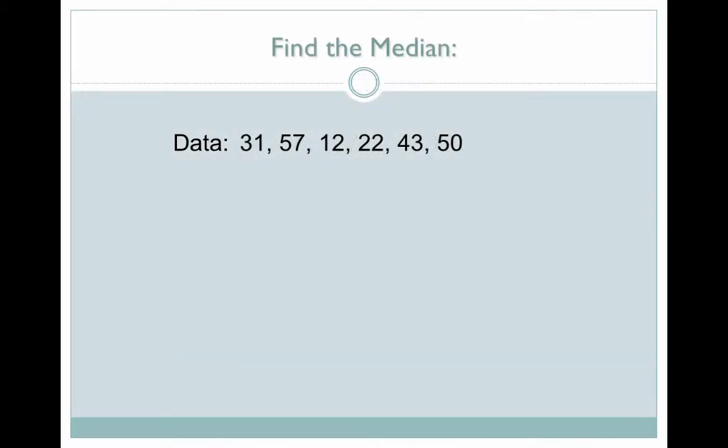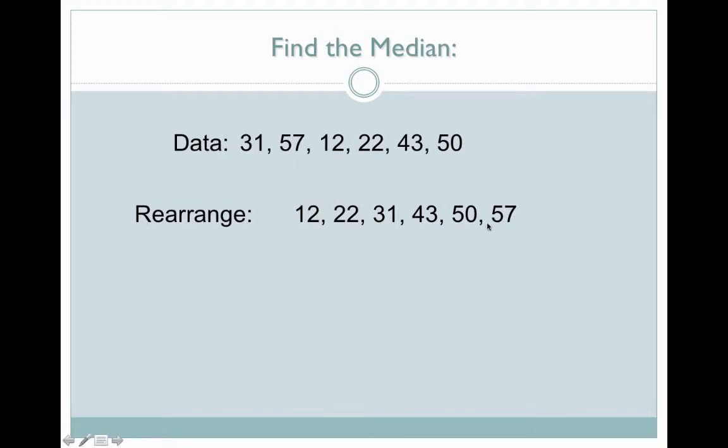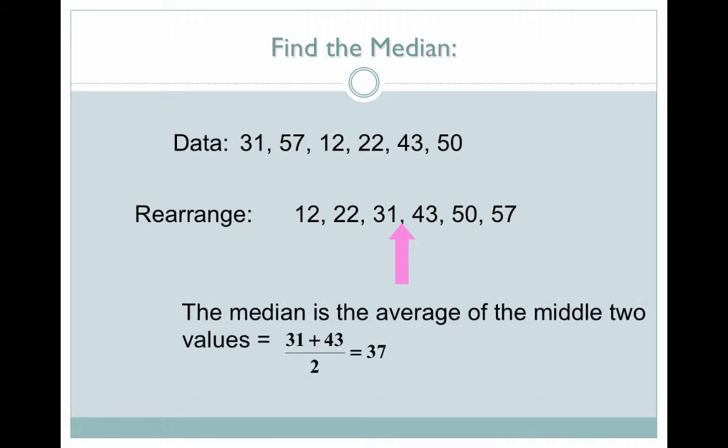All right, so here we have an even number of values, so we have 6 values, so we're going to put them in order from least to greatest. So once we do that, if we count in, we find that we land on 31 and 43, so that means we need to add them together and divide by 2. Okay, so 31 plus 43 divided by 2 is 37, so the median for this set of data is 37, even though 37 is not a value of that distribution. Okay, anytime you have an even number of values, you run that risk.